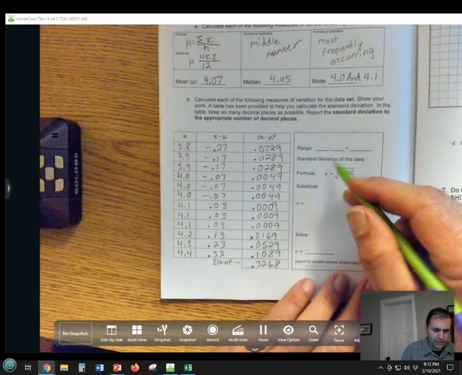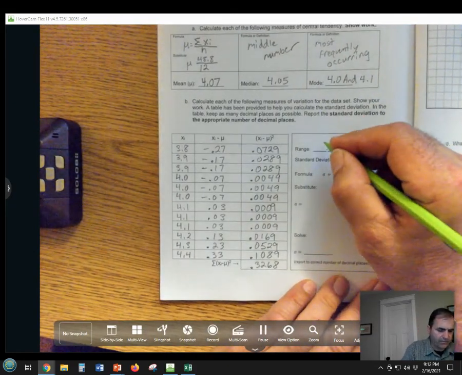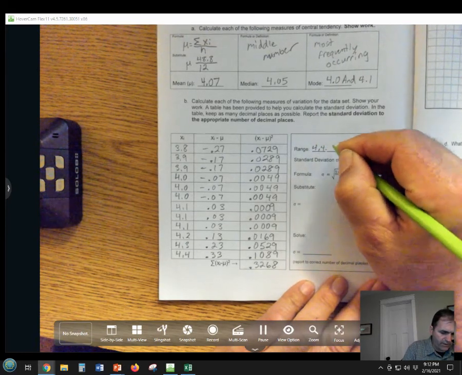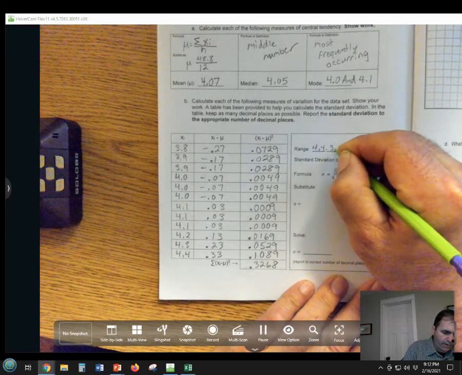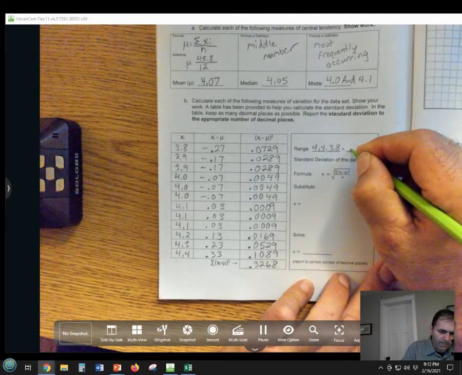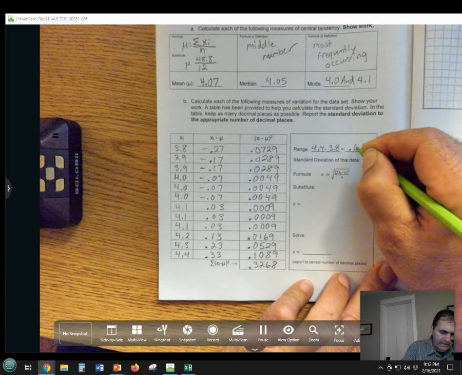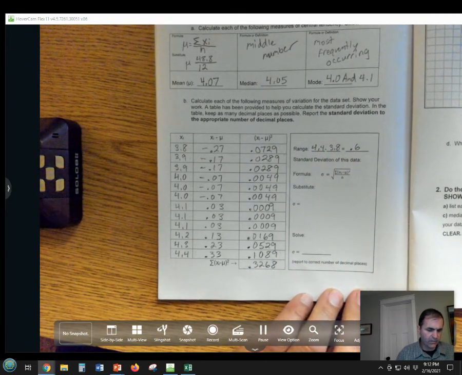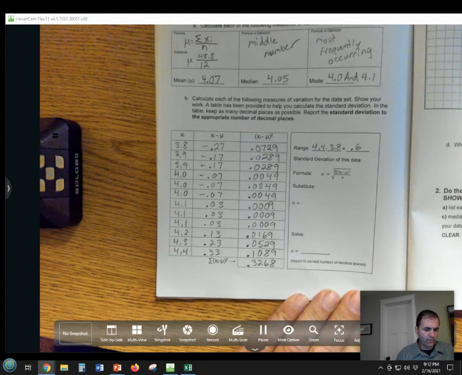Now our range is not related to standard deviation, but let's put that in here anyway. It's 4.4 is our highest value minus 3.8 is our lowest value for a total of 0.6 of a difference between the highest and lowest. All right, so that's our range.